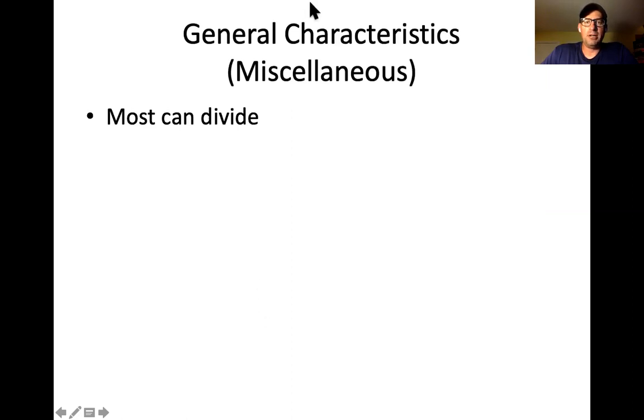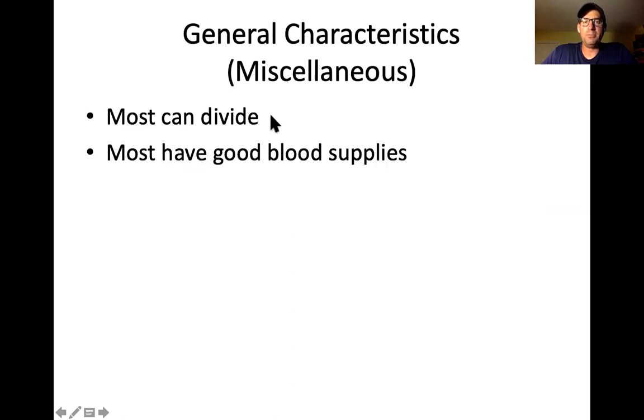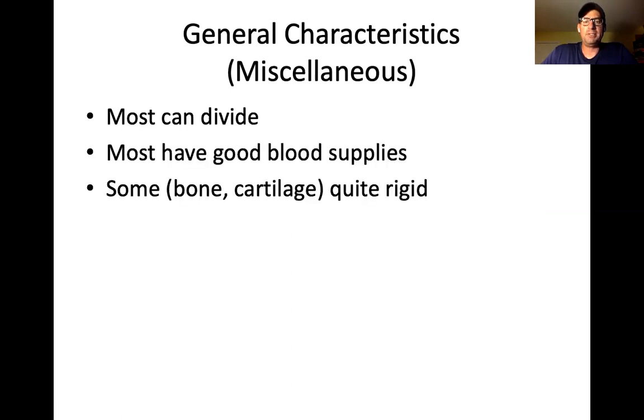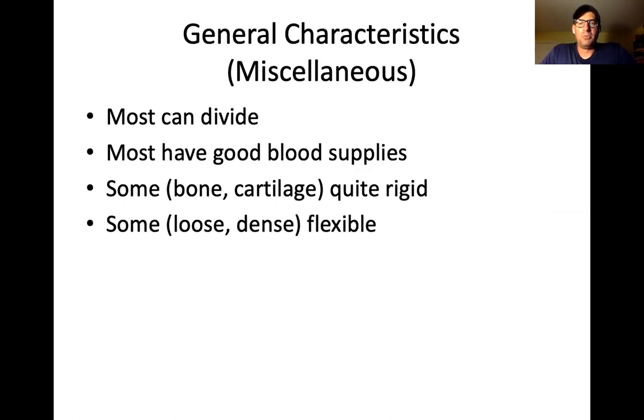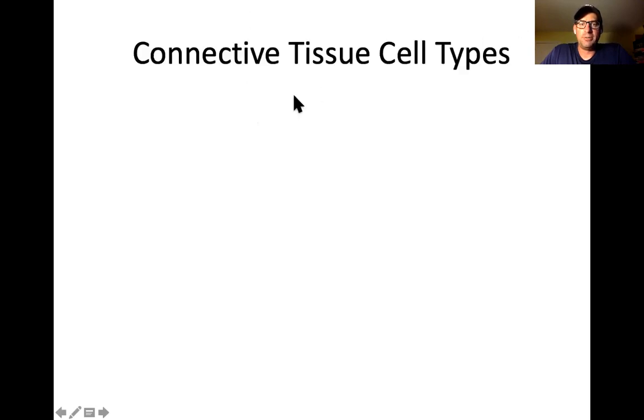In terms of connective tissue, most connective tissue can divide. Most have good blood supplies. Some are very, very rigid, like bone and cartilage. Some are a little more flexible, like loose connective tissue. That's what we're going to see when we take a look at the type of connective tissue in the dermis. So those are some just miscellaneous characteristics.